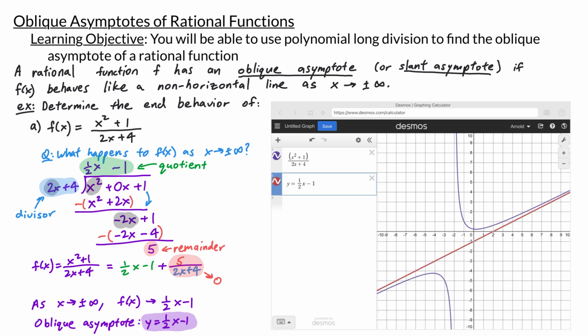And we see here that if we were to trace our graph to the left, our purple graph gets closer and closer to that red line. As we trace our graph to the right, our purple graph gets closer and closer to that red line. So again, our graph still goes towards a line as we trace to the right, and as we trace to the left, it's just not a horizontal line. Let's take a look at another example.